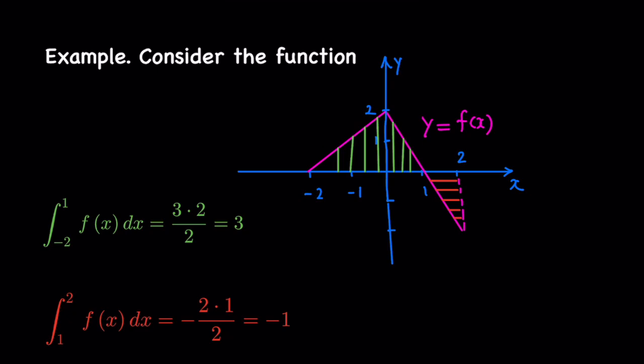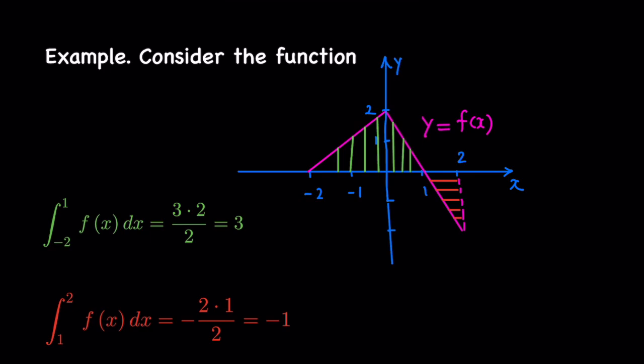Now let's look at the second example. Here I want to find the definite integral of the same function between 1 and 2. So it's going to be the area that lies between 1 and 2 and between the graph of this function and the x-axis. It's this region here that's shaded, the red shaded region.